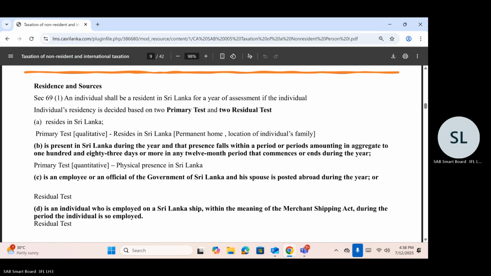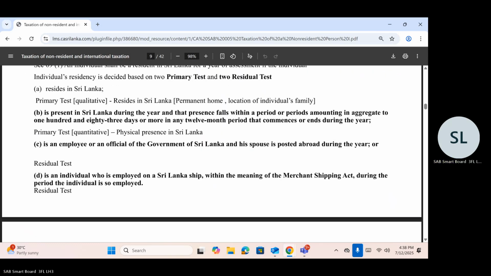The third one is an employee. This is applicable only for an employee or an official of the government of Sri Lanka and his spouse who is posted abroad during the year. The spouse and the employee or official of the Sri Lanka government, even though they are outside Sri Lanka, are considered resident individuals for Sri Lanka. So then these two conditions are not applicable.